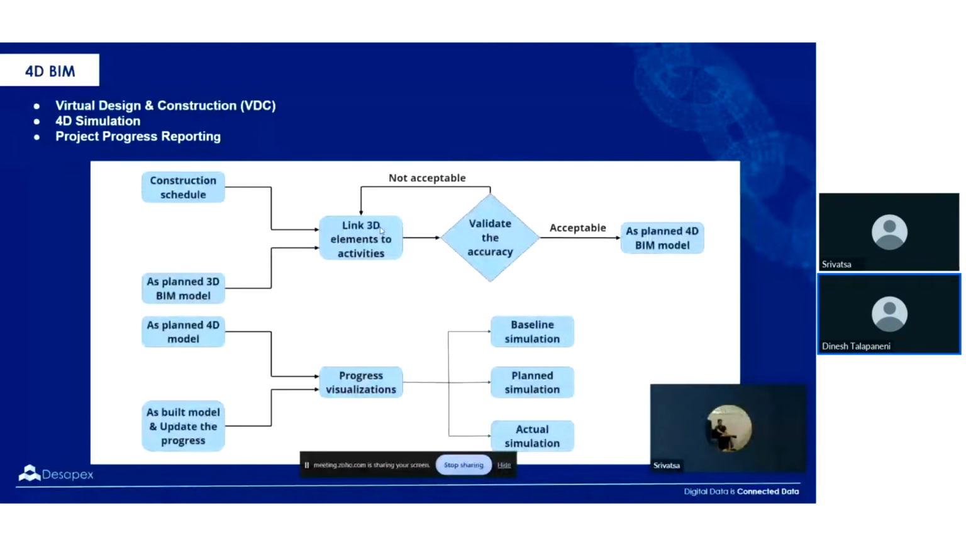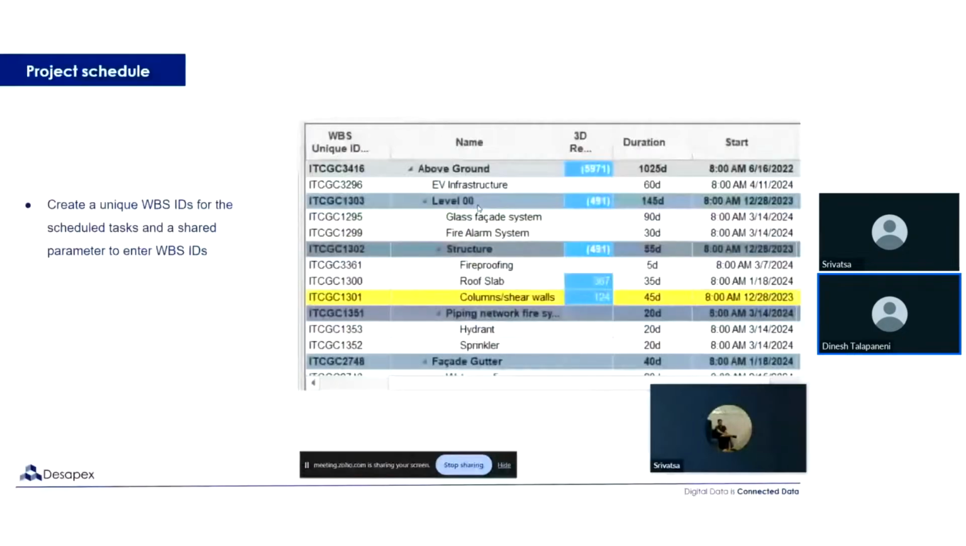Let's talk about some sample images from the case study. So this is the project schedule. In this case, we brought the MS Project schedule into this 4D platform Synchro, and there is one important topic that I would like to bring in. There should be a common parameter between your model and the schedule. When you have this common parameter, it becomes easy for you to link both.